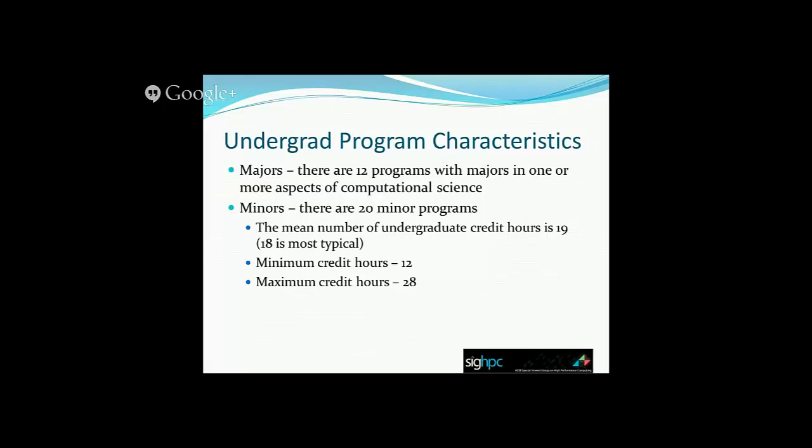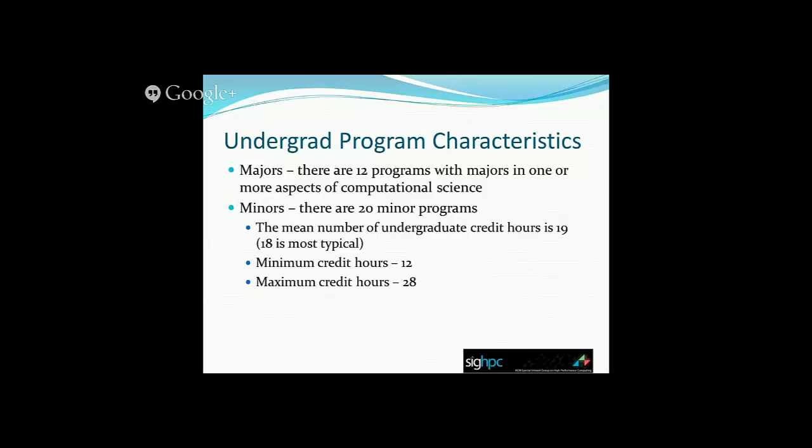Let me talk first about undergraduate program characteristics. There are 12 programs that we found that have majors in one or more aspects of computational science. These are full Bachelor of Science degrees or similar degrees of various kinds that have the usual mix of general education requirements and all the things that go along with a bachelor's degree, plus some number of credit hours in a major that's called computational science. The nature of the courses in computational science are very similar to those in the minor programs, which I'll talk about in a few minutes. There are 20 minor programs.